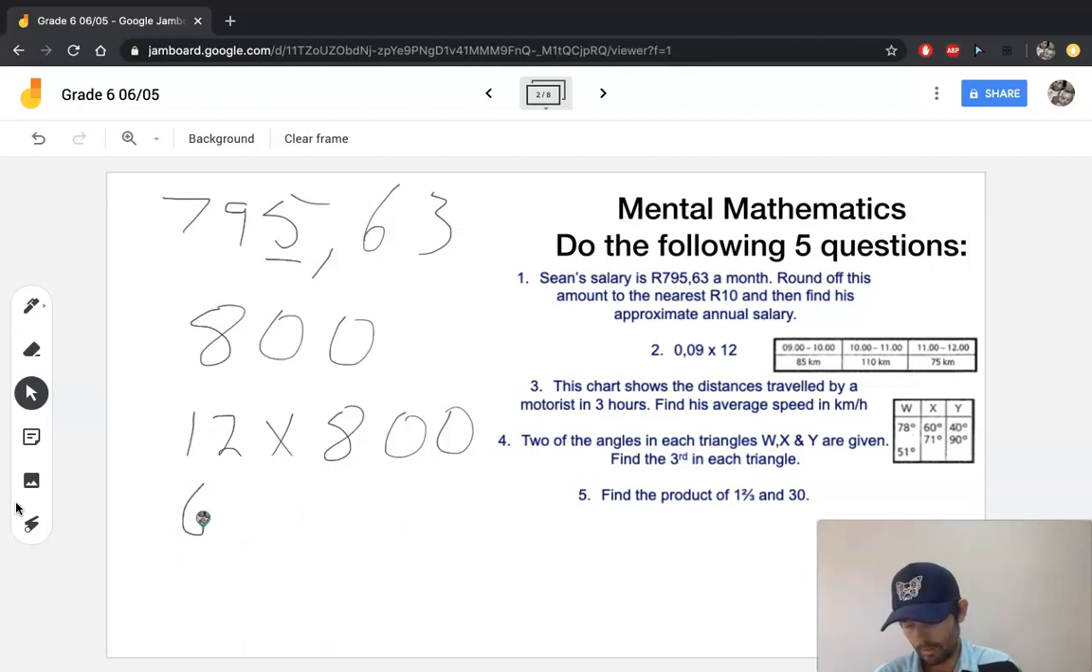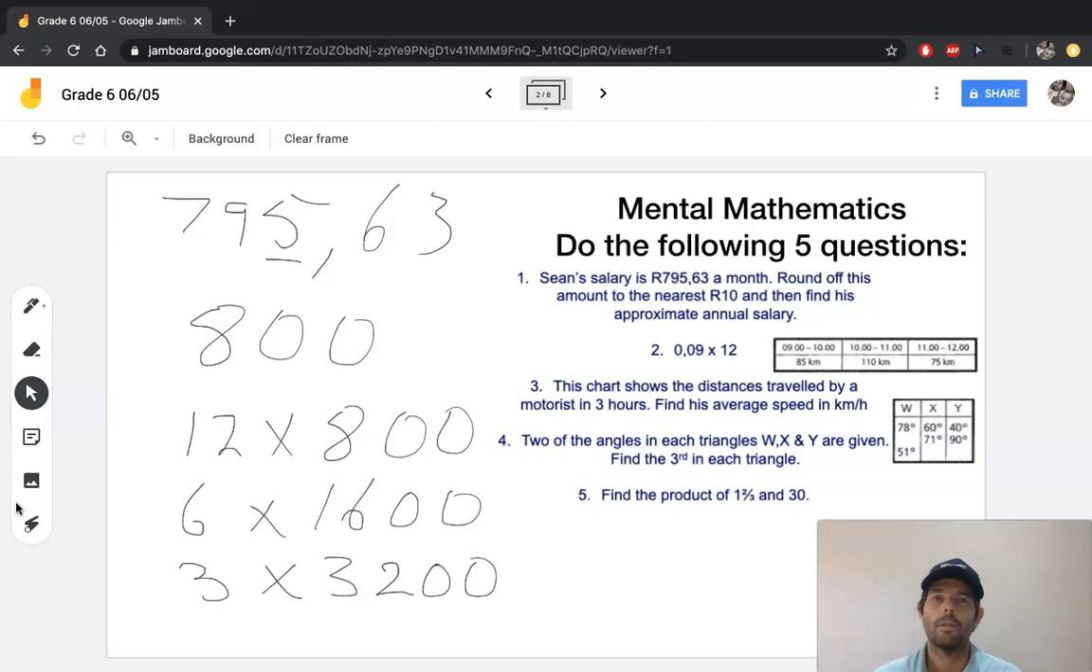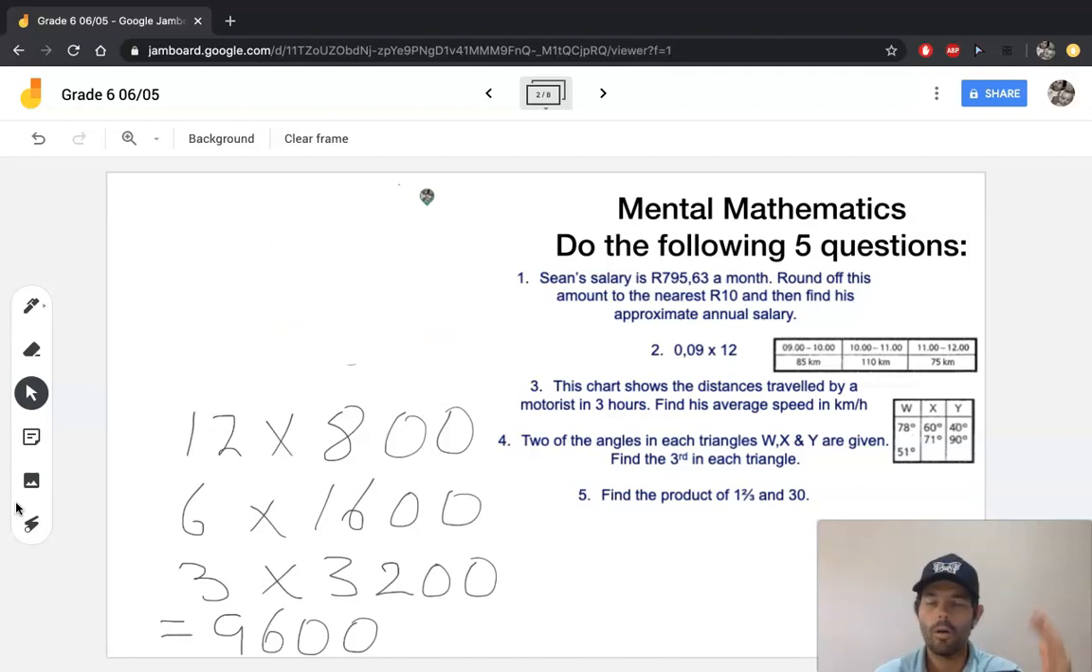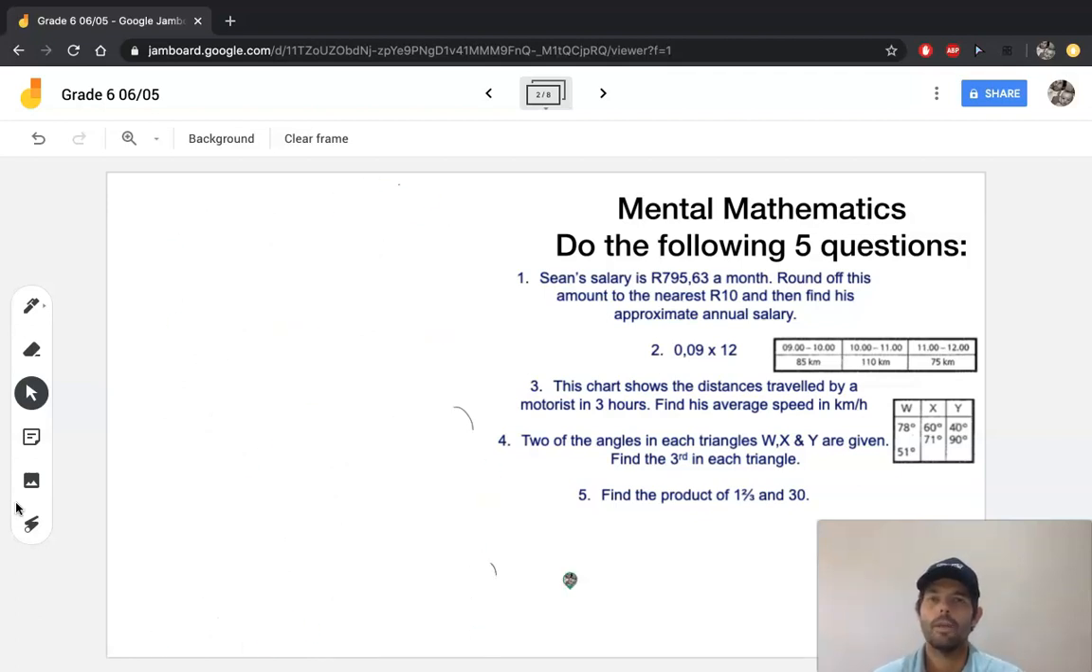So 6 multiplied by 1,600. Then again, halve and double: 3 multiplied by 3,200. And 3,200 multiplied by 3 will give you 9,600 as well. Okay, so there again, choose the method you prefer and the one that makes the most sense to you. But yeah, again, I'm just highlighting that you don't need to do a long column method strategy. So yeah, practice those other ones.